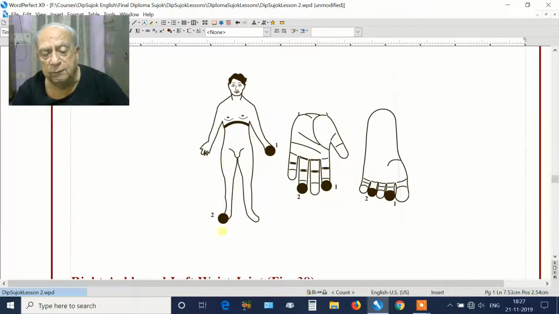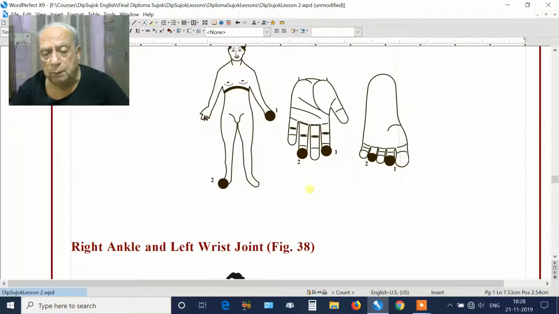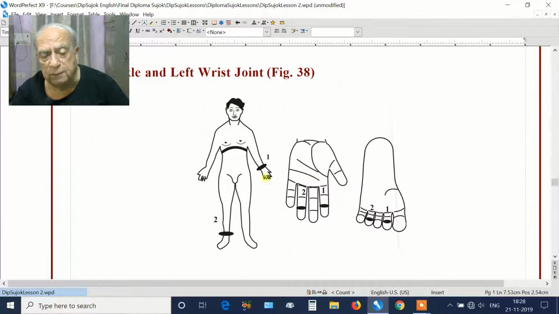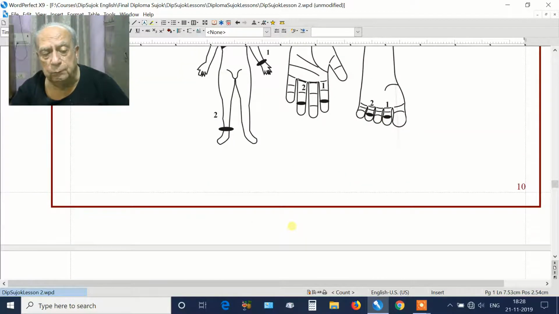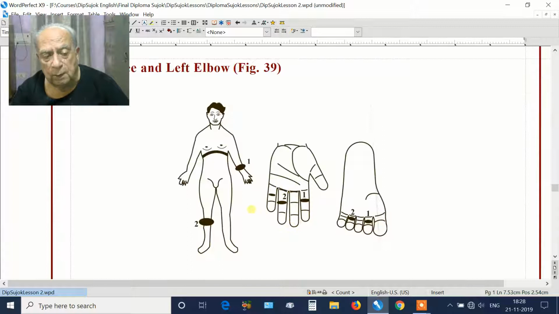Then left hand and right foot. So this is the left hand. So this is the left arm. So this becomes the left hand and this is the right foot. Left hand and right foot. Then this is the wrist joint, left wrist joint and right ankle joint. So this is the wrist joint and this is the ankle joint. Wrist and ankle. This is the elbow and knee. So here is the elbow and knee. These are the elbow and knee joints.